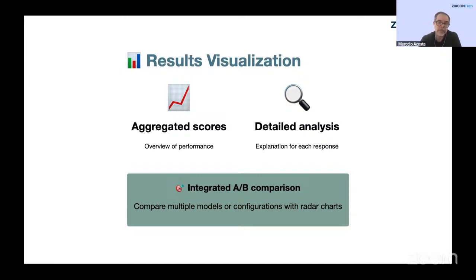And the key feature is you have A/B comparison, where you can compare different models, configurations, or prompts, and you can visualize them all in radar charts. They show you the strengths and weaknesses. We are going to see that in a minute.